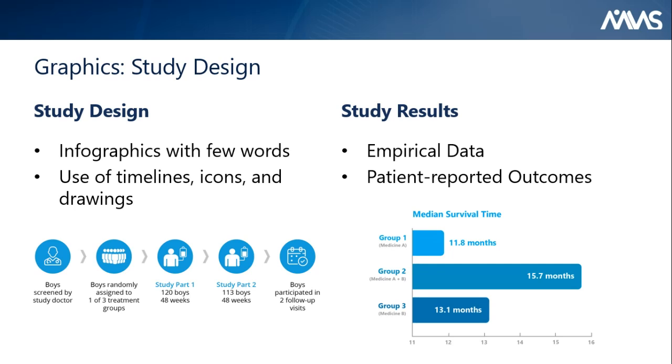Graphics can also be useful in communicating study results. So simple bar graphs or illustrations can be used to present empirical data and patient-reported outcomes, using whole numbers ideally and minimal words. These graphics can help readers better understand and interpret the results of the study and help reinforce the information that we're trying to communicate.